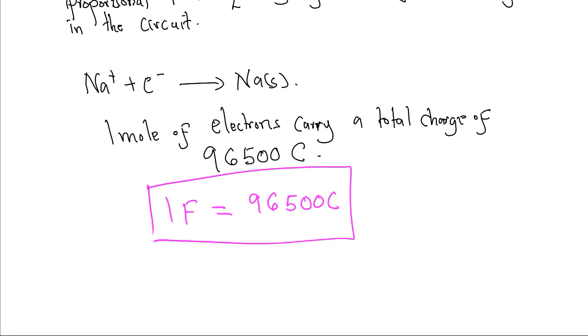So when you talk about 3 moles of electrons, then it is 3 times that. The quantity of electricity for 3 moles will be 3 times 96,500. If you talk about 2 moles of electrons, then the quantity of electricity to lose the 2 moles or gain the 2 moles will be 2 times 96,500 coulombs.